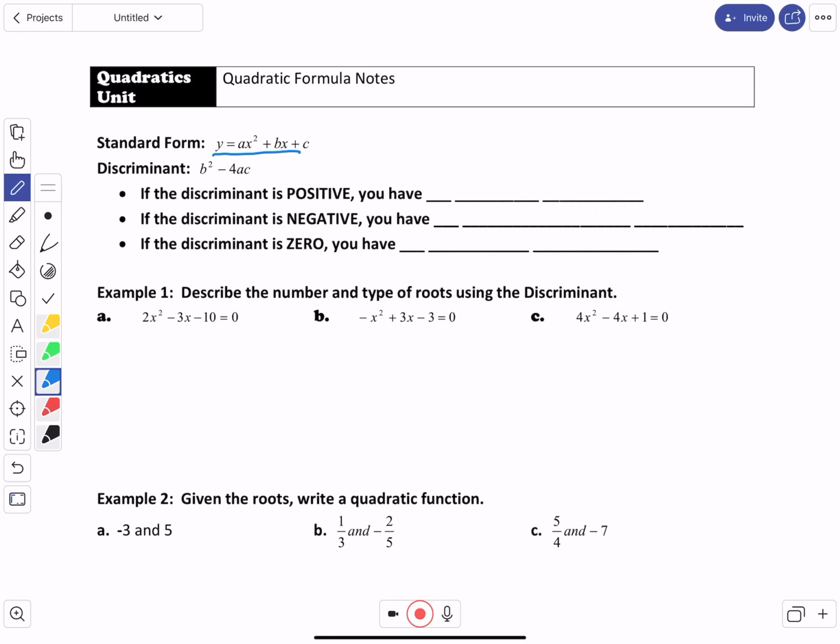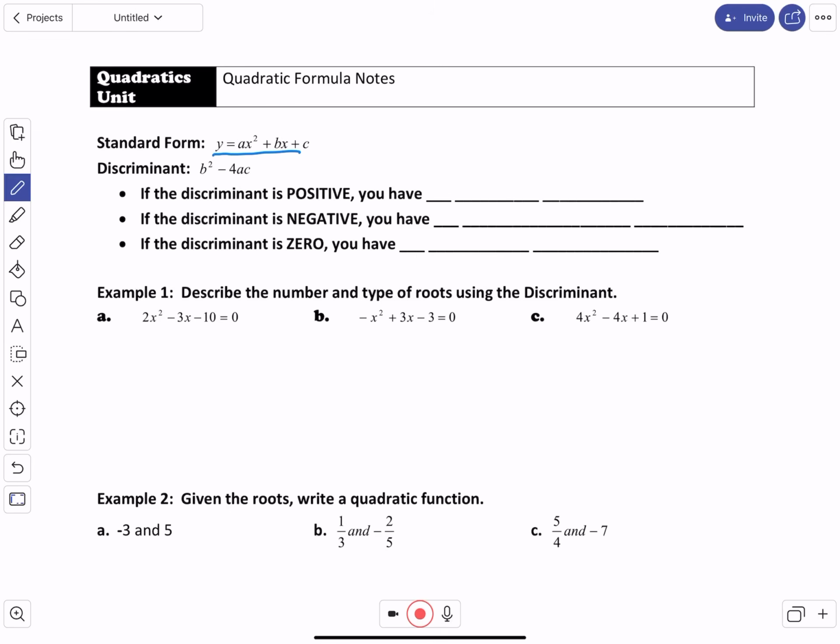So first let's talk about the discriminant. The discriminant is represented by b squared minus 4ac. So before we even get to quadratic formula, b squared minus 4ac is the part that is underneath the radical.